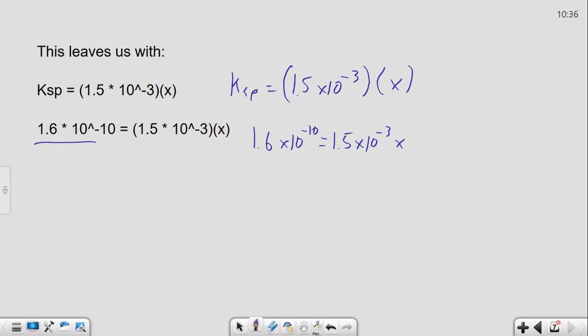I would divide both sides by the 1.5 times 10 to the negative 3. So I'll grab my calculator here. 1.6 times 10 to the power negative 10 divided by, in brackets, 1.5 times 10 to the power negative 3. Do not forget the brackets there in your calculator or it will screw you up. So I divide both sides by this, and I get x equals 1.07 times 10 to the negative 7. That sounds about right.